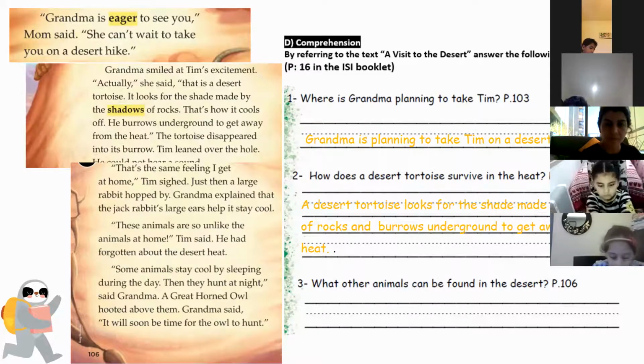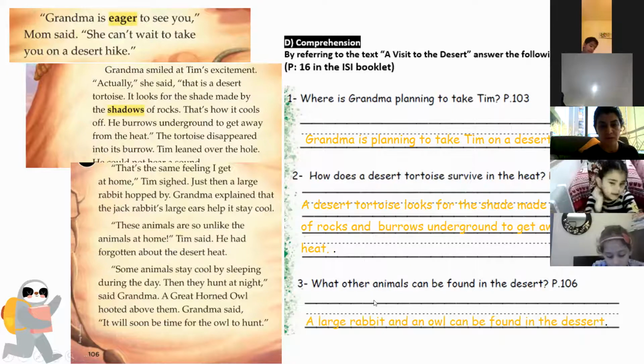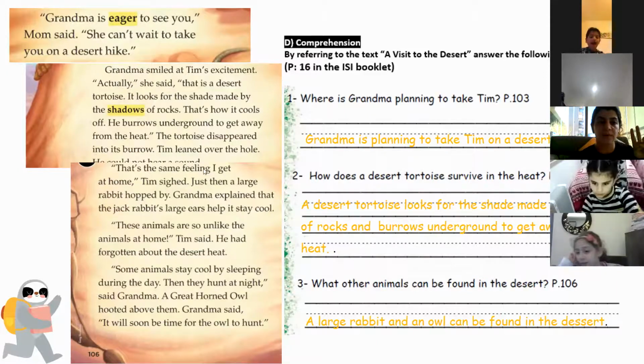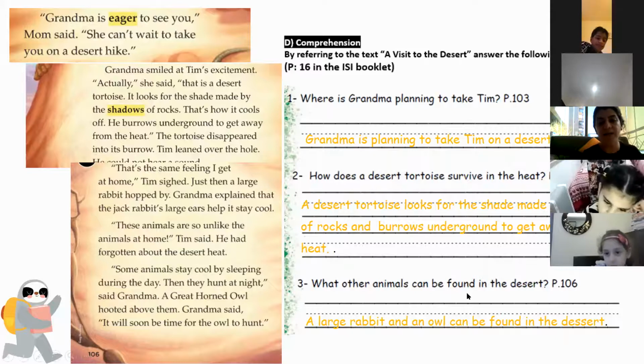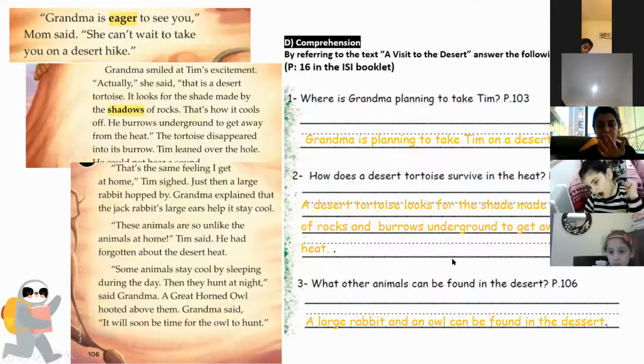Think of other animals you know and how other animals can be found in their climate. What other animals can be found in the desert? That they mentioned in the story, they mentioned two. They adapt to live in the cold weather. Bravo, they mentioned the rabbit and they mentioned the owl. Okay, so a large rabbit and an owl can be found in the desert.